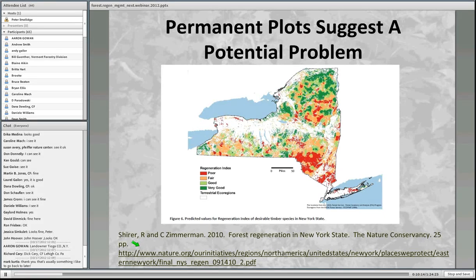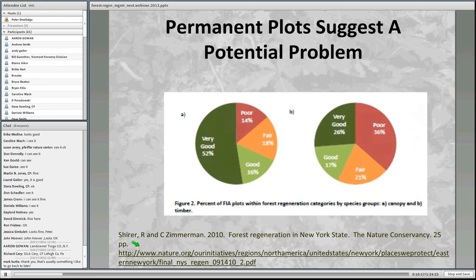Another way to look at this is in this next image, where on the left-hand side, and this is a little fuzzy, so don't think that your eyesight's going bad, the image on the left, labeled A, is the percentage of these forest inventory and analysis plots by regeneration category based on canopy species. So these are species that are able to reach the canopy, which is a broader set, and then the B graph is for timber species. So that's a more narrow subset.